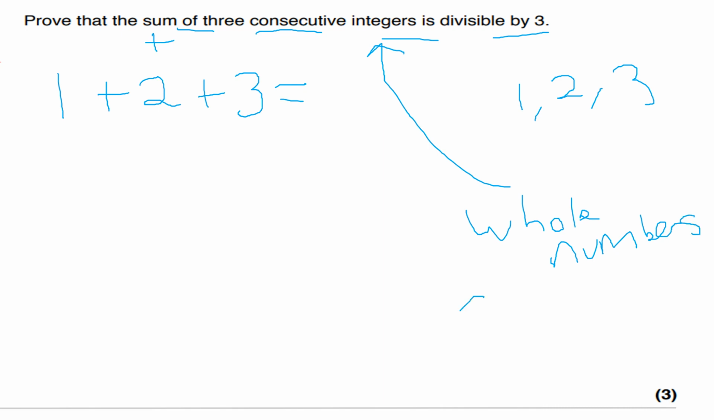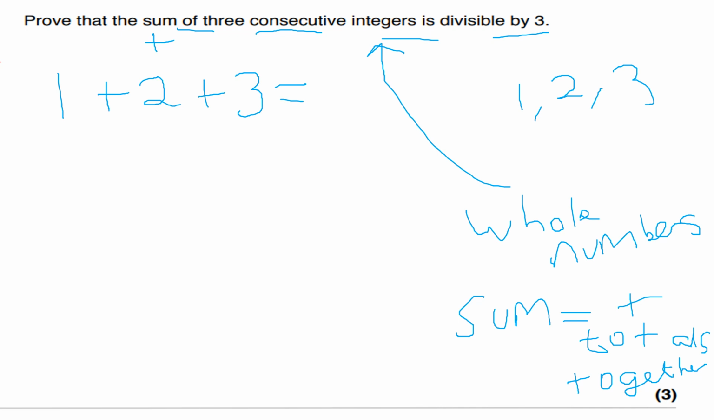The word sum in maths means to add your totals together. So 1 plus 2 is 3, plus 3 is 6. 6 is divisible by 3. 6 divided by 3 is equal to 2.